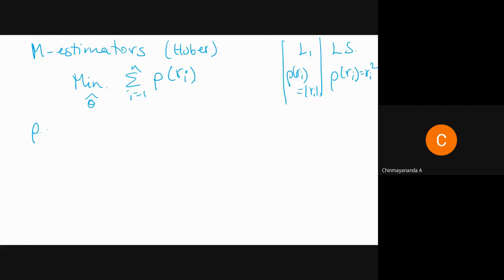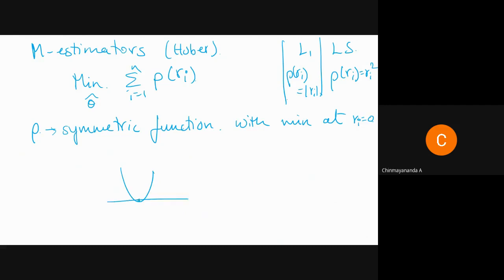He put some conditions on this function rho. It must be symmetric. Why symmetric? Because whether you get a positive residual or a negative residual of the same magnitude, you must end up with the same cost. And it has a minimum at Ri equal to 0. So something like this, some symmetric function, or maybe something like this also.